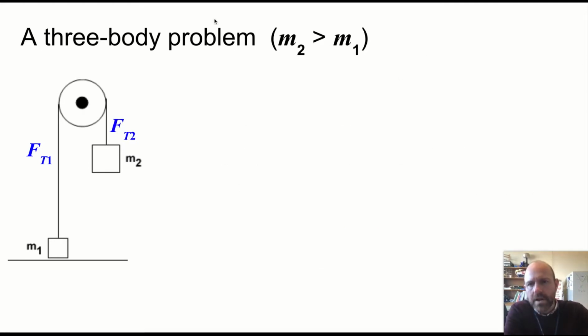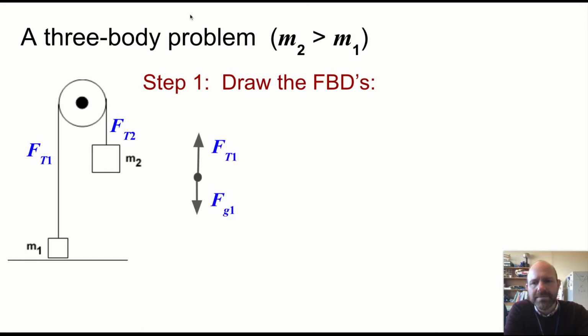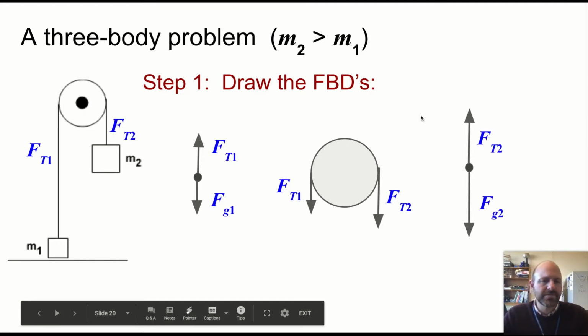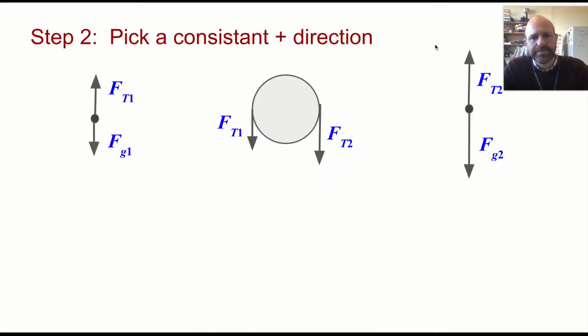So we'll assume mass 2 is greater than mass 1, and then it will all move to the right and down. We start with free body diagrams. Mass 1 has tension 1 a little bit bigger than its force of gravity. The pulley has force of tension 1 and 2, causing there to be torques. And mass 2 has force of tension 2, which is a little bit less than the force of gravity on object 2. Right? We know that the force of tension 2 must be greater than force of tension 1 because we know it's going to start accelerating and rotating in the clockwise direction.